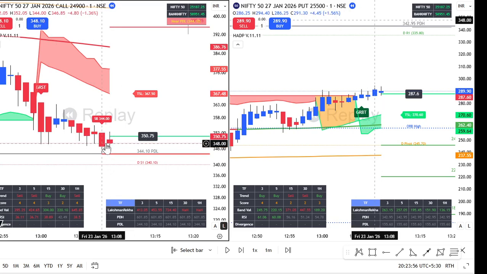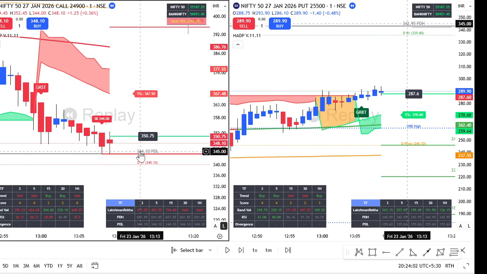It has not broken the sell below. 344 is the low of this. The low of this candle is also 344. And this 344 was the previous day low. You can see PDL of this particular option. Okay, now let's see what happened.